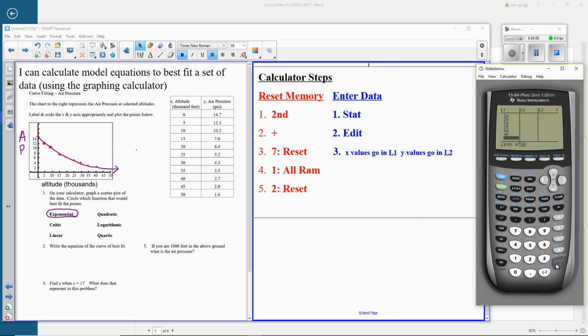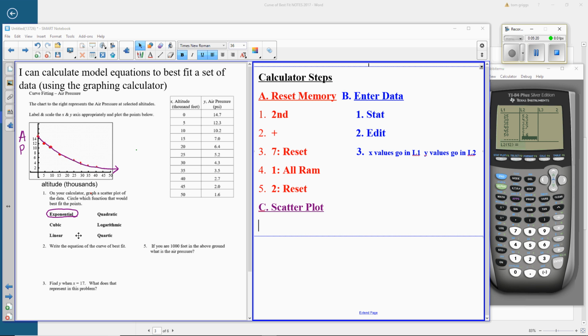So you should notice we have 11 values in for L1, so we should have 11 values in for L2. So fast forwarding a little bit, and then notice my two lists are even at the bottom. Both have 11 terms. So we've now entered the data.